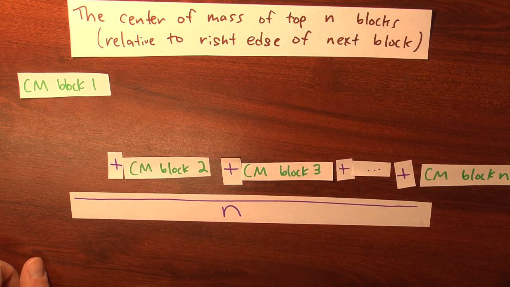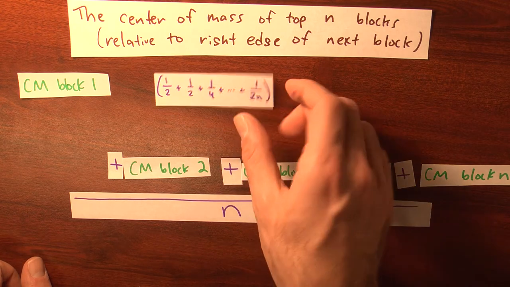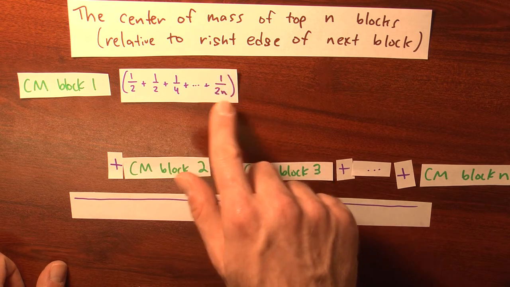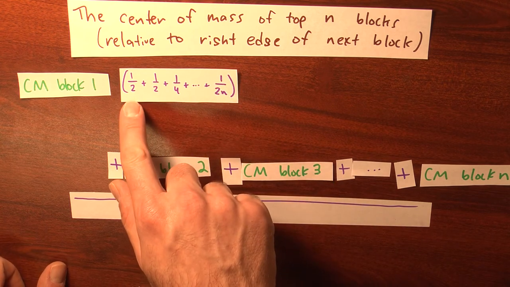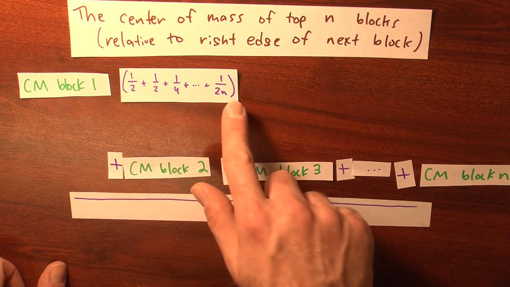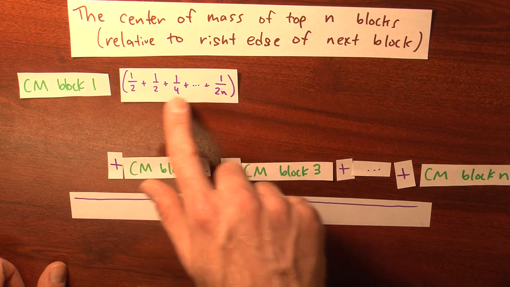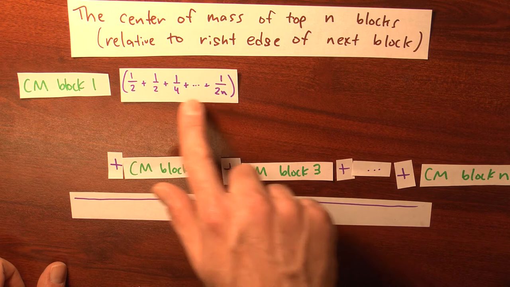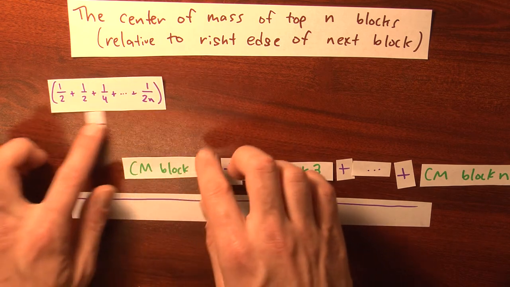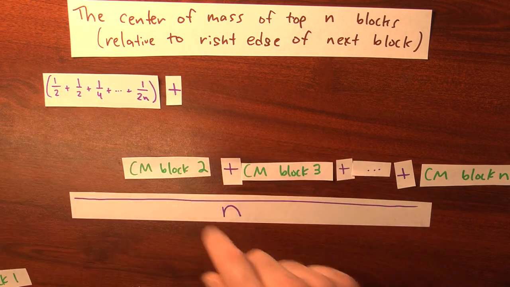Well, that block's center of mass is right here at 1/2 plus 1/2 plus a fourth plus dot dot dot plus 1/2n. Right, the center of mass, which is the block by itself, is at 1/2, and then this records how far over I've pushed the top block relative to the next block in the stack after the top n blocks. Okay, what about block number two?